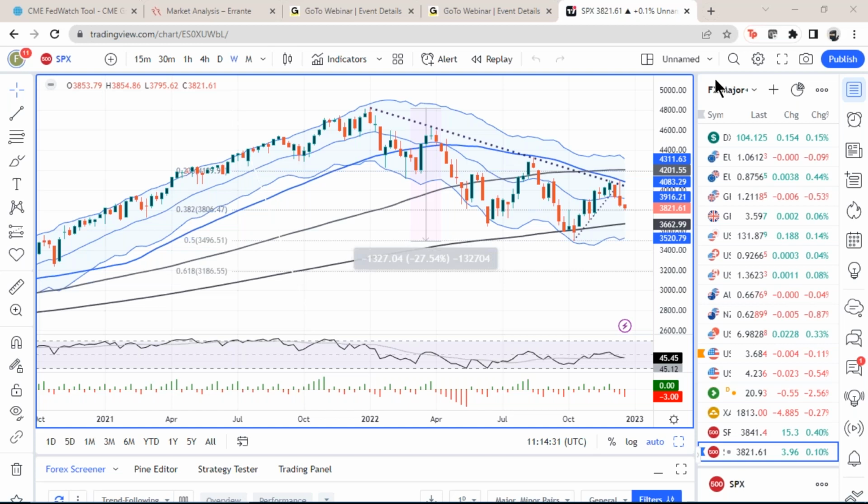You can see most recently, and especially last week, we did poke above that line, but sadly closed much lower below it, again reinforcing the strength of that resistance. So we're definitely going to be keeping an eye on that. That near-term trend line support has been broken, it looks like.